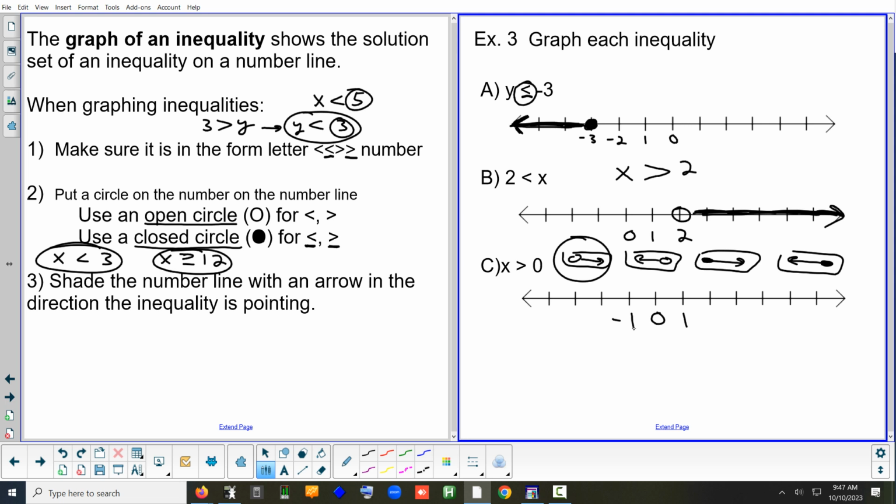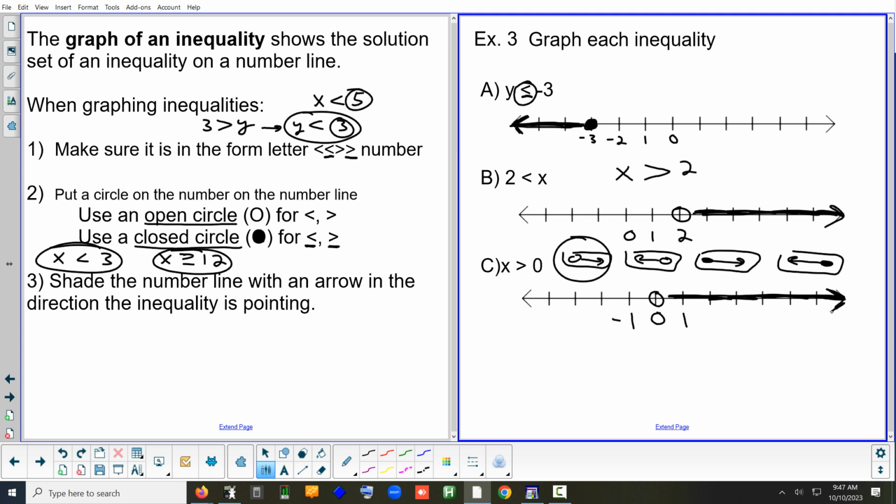What kind of circle do we need this time? Open or closed? Open because it doesn't have the equal to. And where's the circle going to go? On what number? Yep. The 0. On the 0. And now the last step, shade. Which way do we shade this time? Marie? That way. Yep, to the right. So shade to the right.